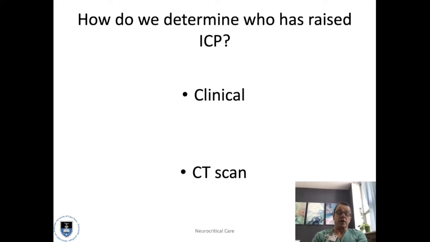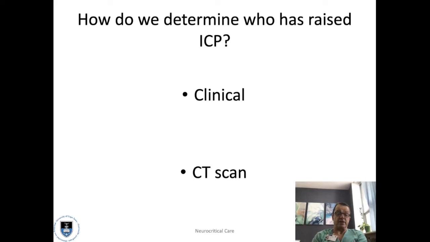It's clinical. So the patient invariably will have a decreased level of consciousness. Yes, they might have papilledema, neck stiffness from tonsillar herniation, but the majority will have decreased level of consciousness. And remember, papilledema takes 24 to 48 hours to develop, so you won't see this necessarily in acute head injury, for example. So then the patient with a decreased level of consciousness will have a CT scan.